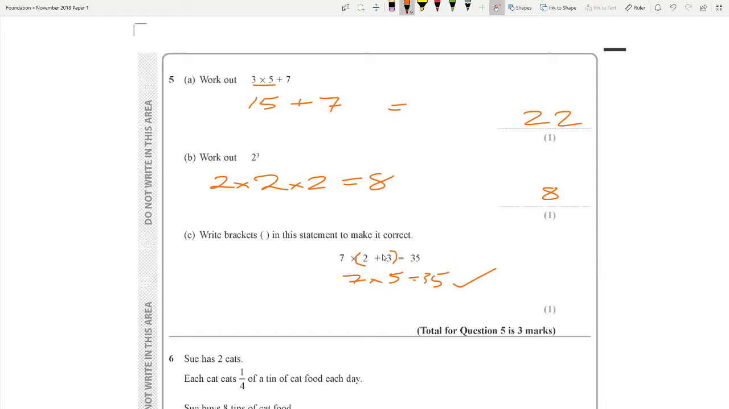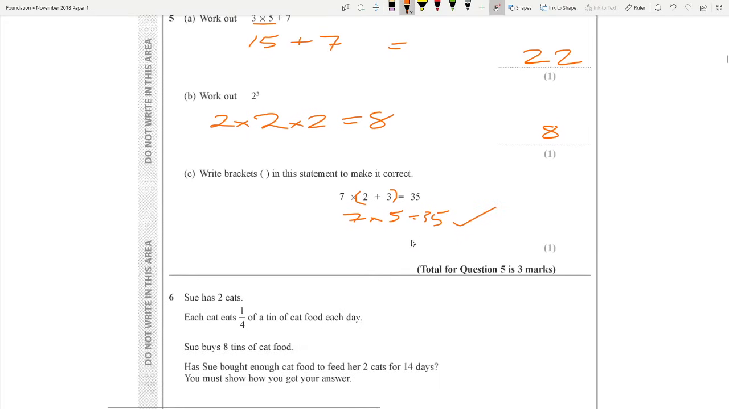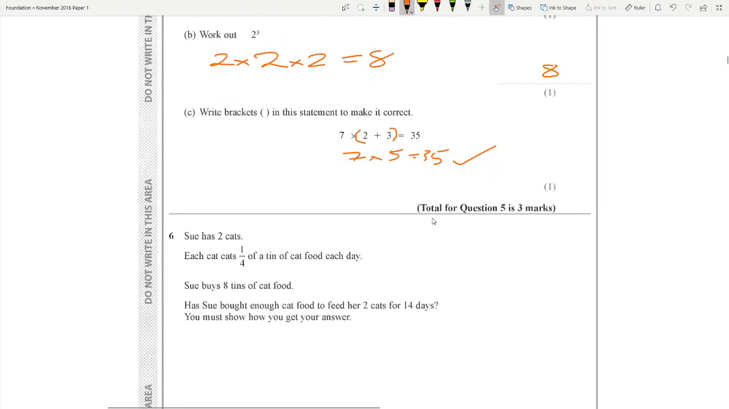Everyone okay so far? As I said, if there's any questions, if I'm going too fast, just let me know and I can slow it down or go through other questions. Okay, question number 6, if everyone's okay.